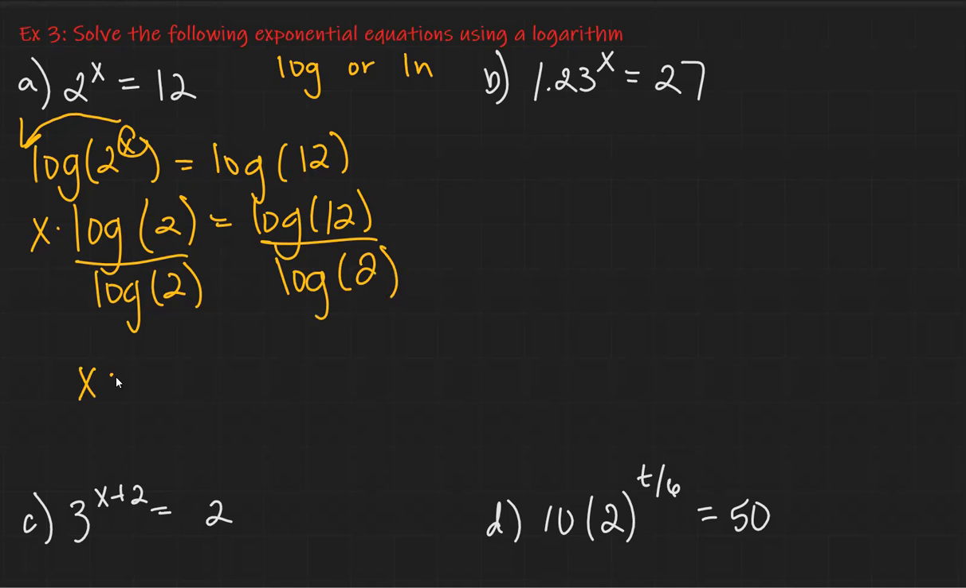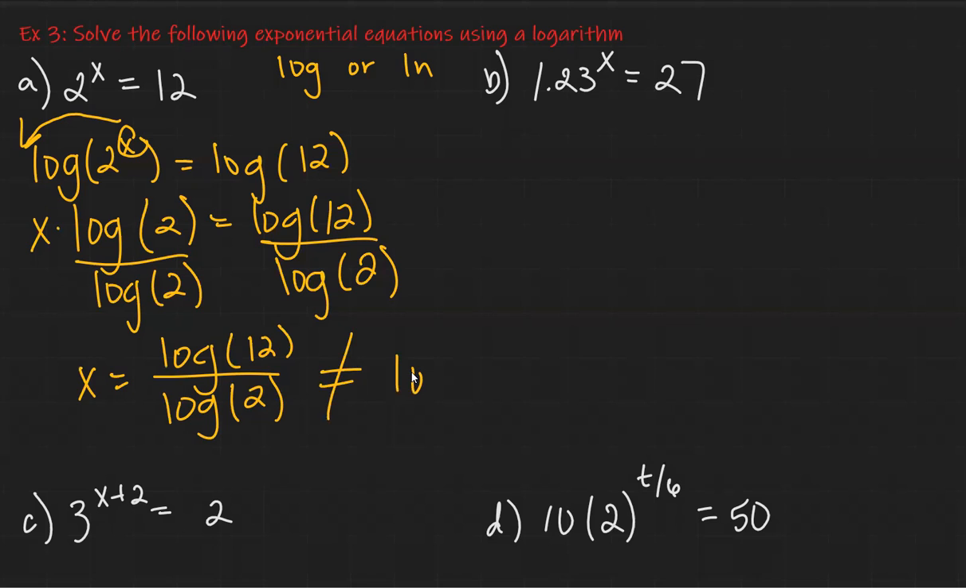Okay, so x is going to be the log of 12 divided by the log of 2. Now, this is not log of 12 divided by 2. Do not try to shortcut that. Don't do this. Okay, bad.